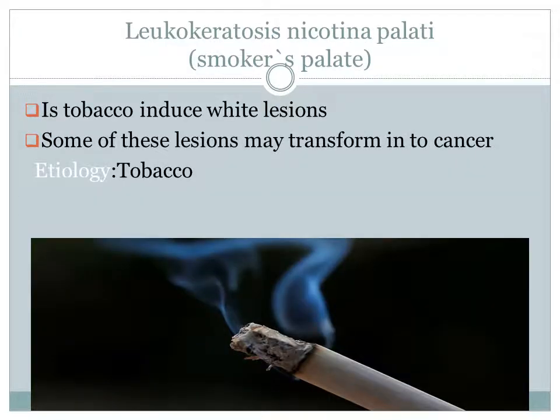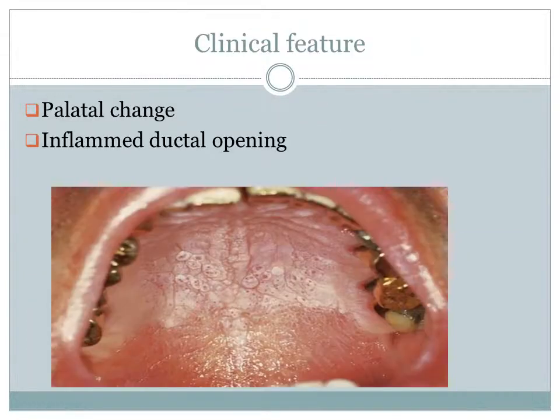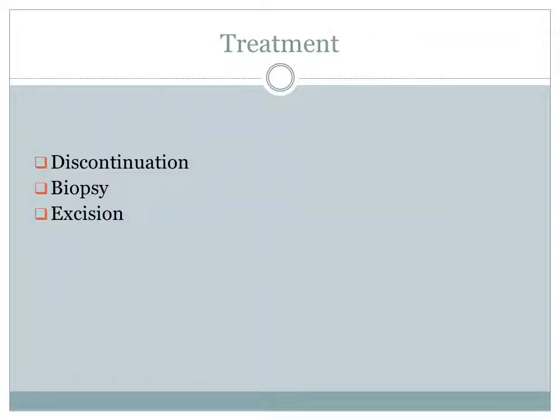Another type of oral lesion is leukokeratosis nicotina palati, or smoker's palate. It occurs in those who use tobacco. Some of these lesions may transform into cancer. As we said before, the etiology is tobacco use. The clinical feature is as in this picture: there is palatal change and inflamed ductal openings. Treatment: discontinuation, biopsy, and excision.